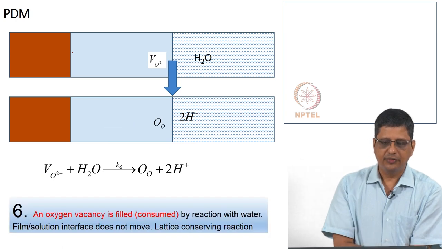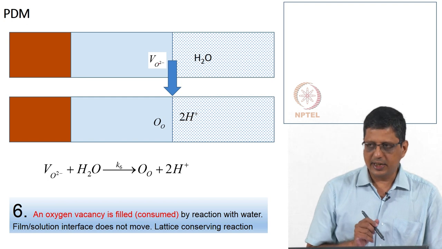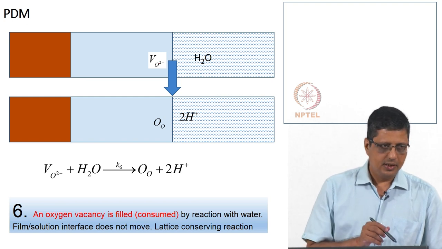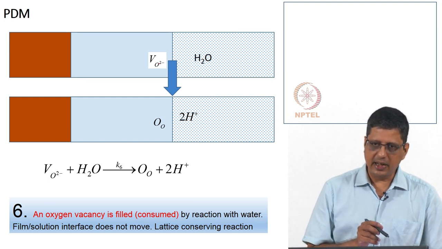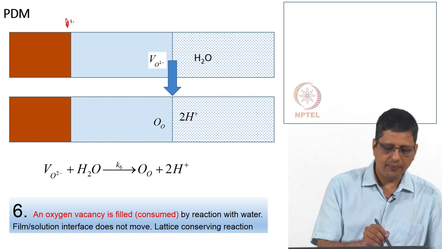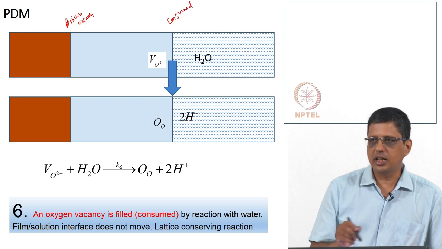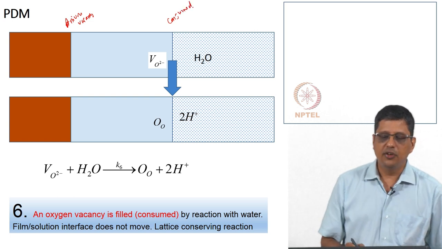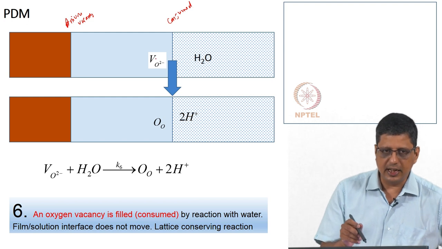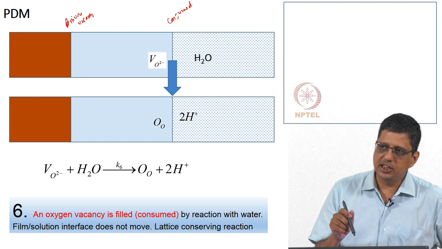The next one is consumption of anion vacancy. In the early steps, second step, anion vacancies were produced at this location. And they are consumed in the sixth step, we show that they are consumed in this location. If you have an anion vacancy here, that can be filled with oxygen, and oxygen comes from water.